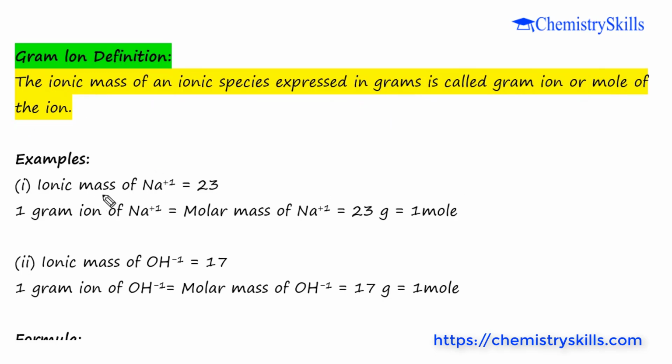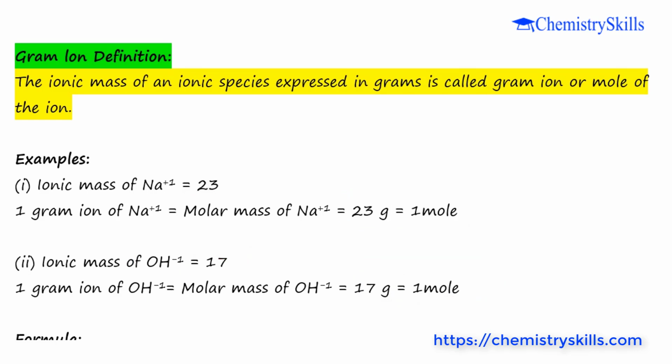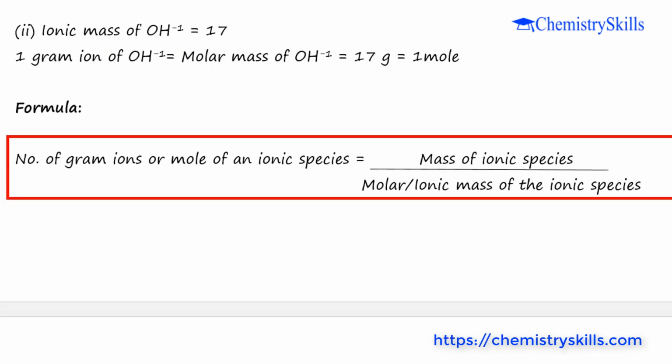So let's say the ionic mass of the sodium ion is 23 AMU. So what will be the mass of 1 mole of sodium ions? It will be 23 grams. Similarly, the ionic mass of the hydroxide ion is 17 AMU. So its 1 mole will contain 17 grams.